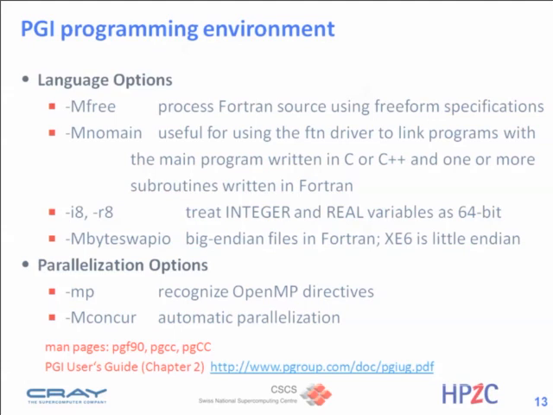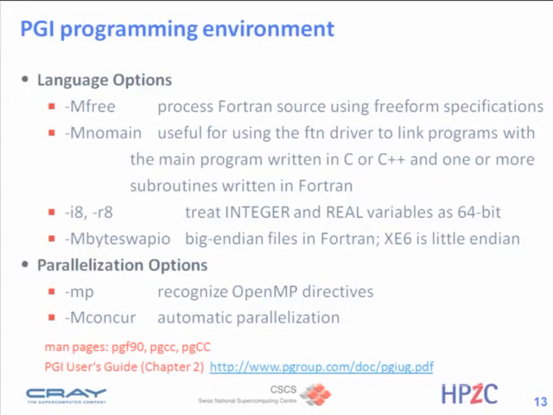You need to specify option -mp if you want your OpenMP directives to be recognized by the compiler. And with -Mconcur, you allow the compiler to attempt to generate parallelization in your code. So even if you don't specify OpenMP directives, it tries to identify parallel regions in the code and to apply parallelization to the code.